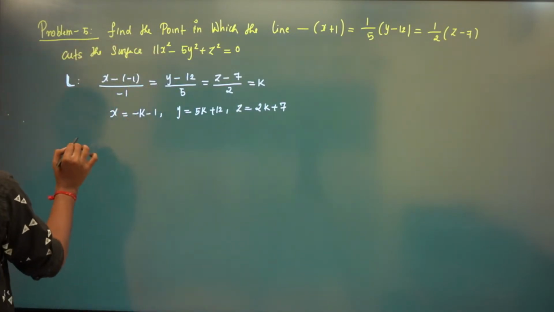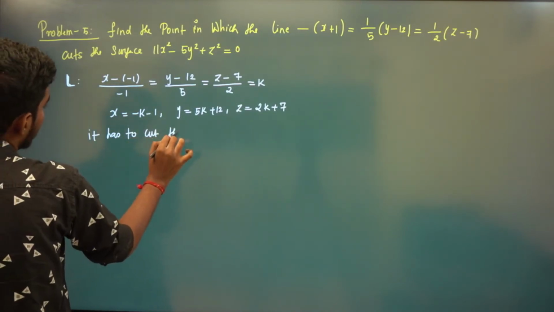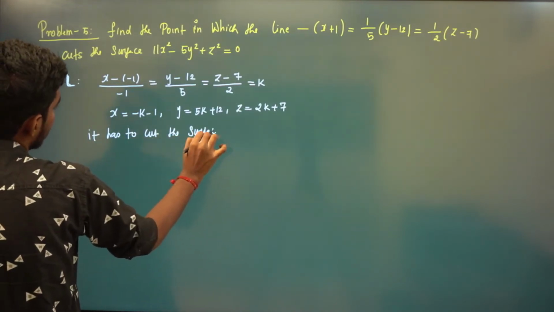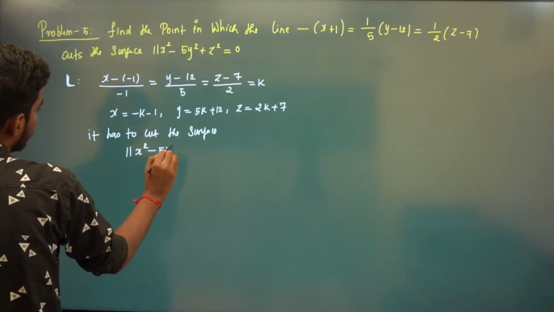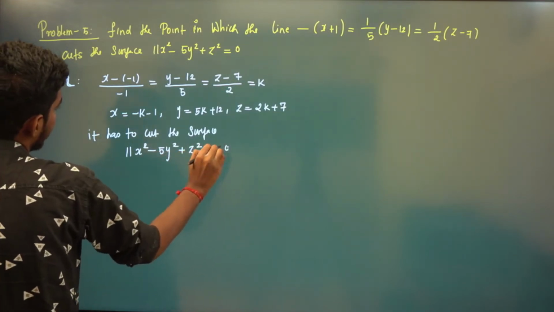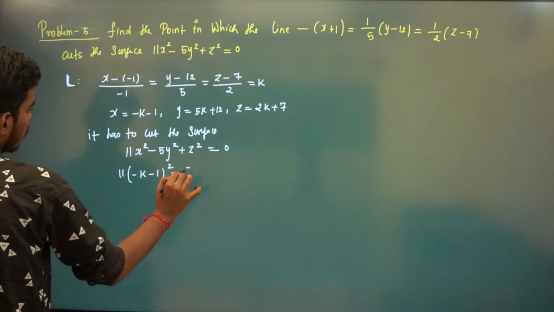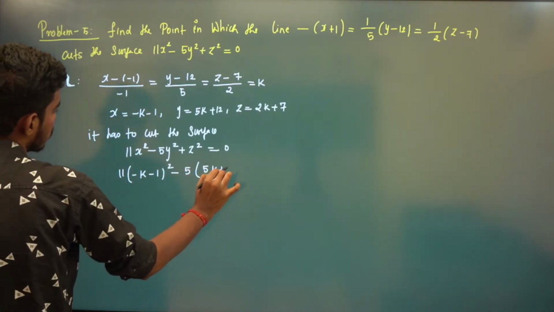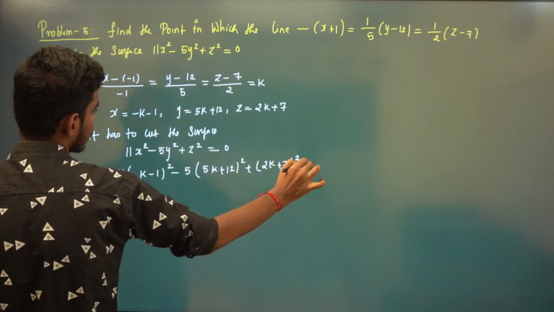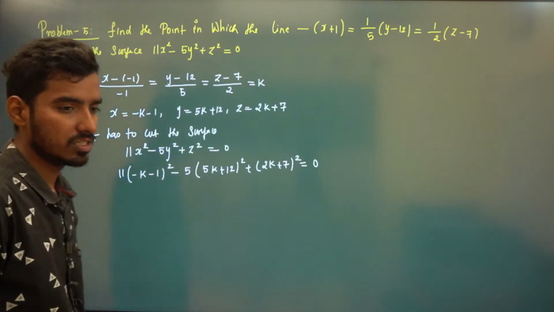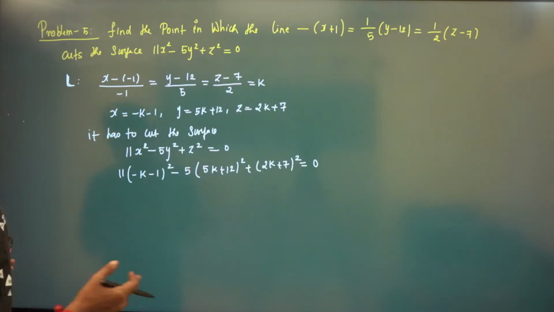Now it has to cut the surface. That means this will satisfy this equation: 11x square minus 5y square plus z square is 0. So 11 times x square, which is minus k minus 1 whole square, y square is 5k plus 12 whole square, and we will have 2k plus 7 whole square. You can do this, right?